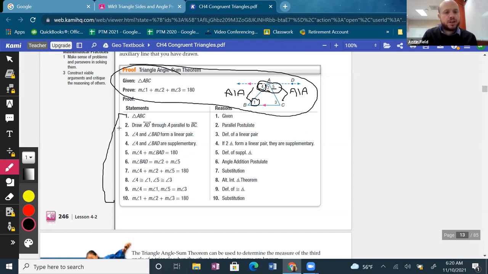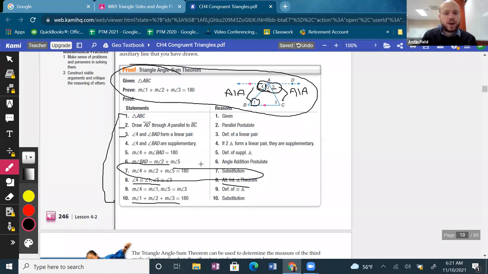So they just said, draw the line, parallel postulate, 4 in BAD form a linear pair. But anyway, 4, 2, and 5. So they get here, right? The linear triplet there. And then we have the alternate interior angle theorem. And then substitution, or the equal definition of congruent angles.